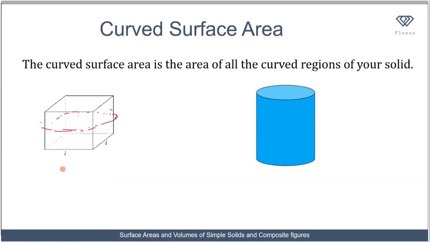So the curved surface area of a cube will just be 4 times L squared because I have just 4 faces. And for the cylinder, the top and the bottom do not belong to the curved surface area, so only the surface area of this region over here. I've gotten that from our previous calculations: 2 pi r h. So the curved surface area of a cylinder is given as 2 pi r h.